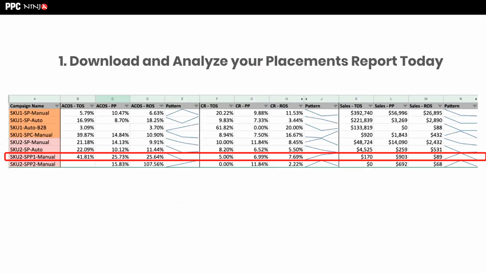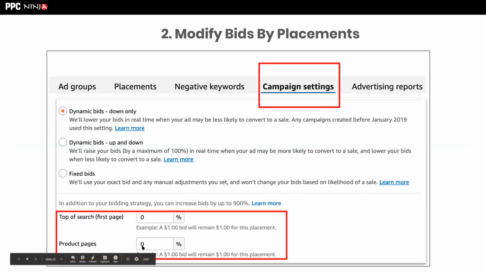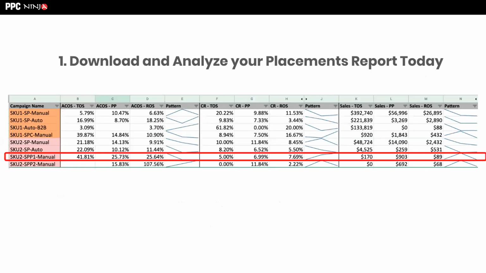So in this previous example, for this SKU and for this manual campaign, I would just say, okay, product pages, I'm going to bid up. So I would probably put 50% or 100% in product pages. And for top of search, I would just put, let's say, 5% or 10%, and that way I have extra ways of controlling where my ads show. And so I can take advantage of that. And hopefully the sales number increases, my ACOS remains constant, and my conversion rate is great as well.